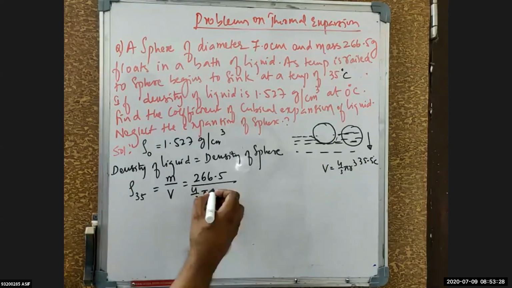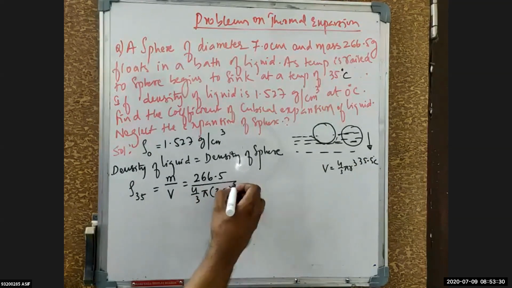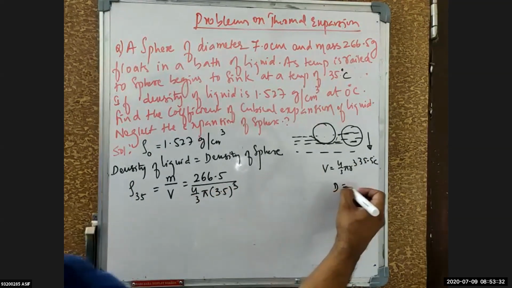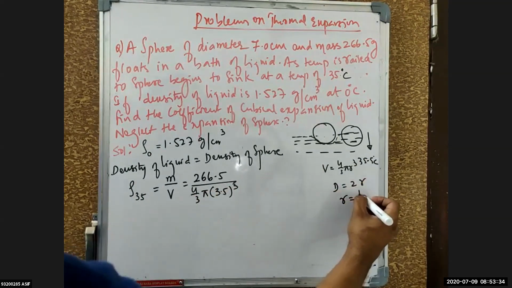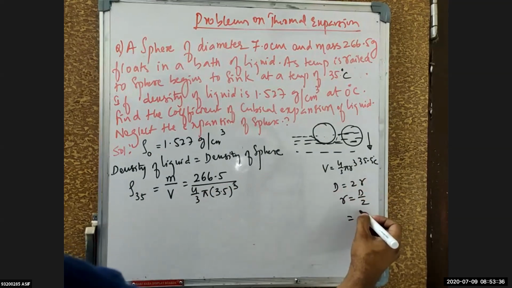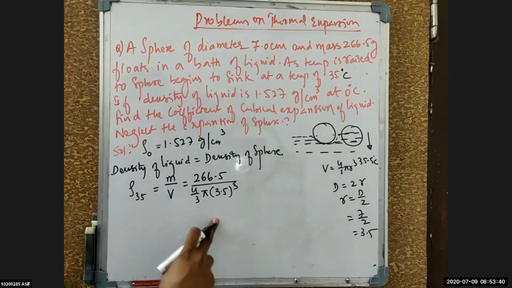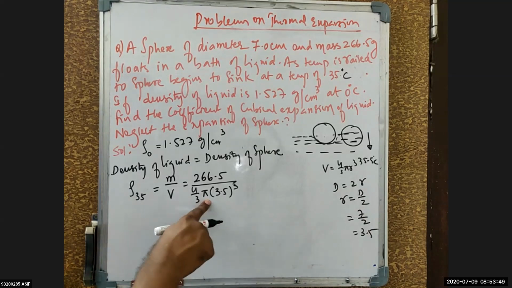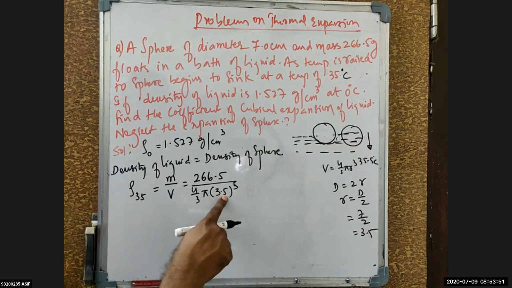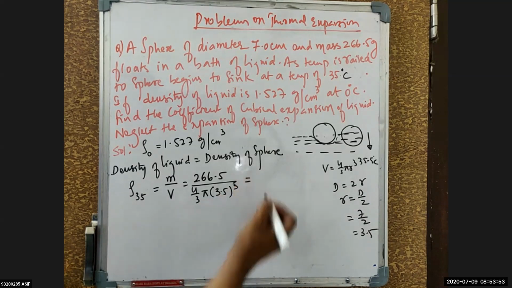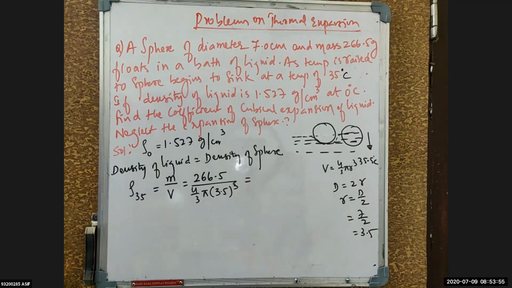Radius is nothing but how much? 3.5, whole cube. Why? Diameter is equal to 2 times the radius, so radius is equal to diameter by 2. Diameter is 7 divided by 2, that is equal to 3.5. So that is the reason I got the density at 35 degrees centigrade as 266.5 divided by 4 by 3 pi, where the pi value is 22 by 7 or 3.14, into 3.5 whole cube. You simplify it and we'll get the density at 35 degrees centigrade.